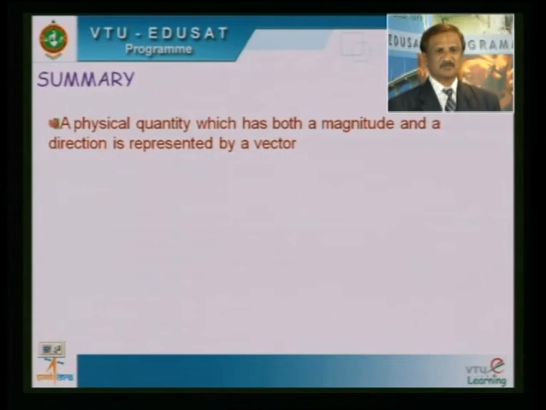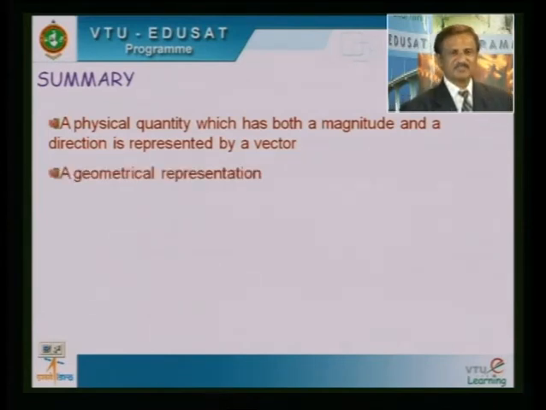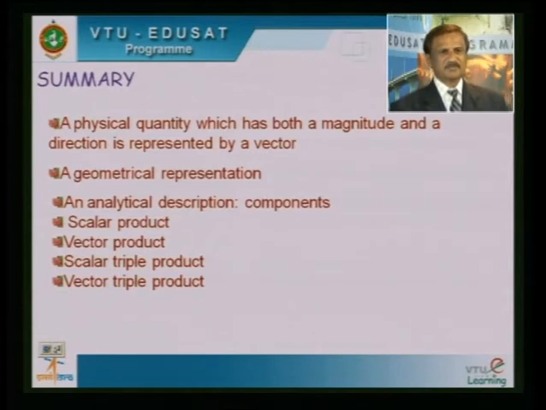So, friends, so far we have discussed various things. One is a physical quantity which has both magnitude and direction, which is represented by a vector, and what is the geometrical meaning of a vector, is it clear? And along with that, we have discussed the analytical description, meaning components in the case of two dimensions and three dimensions, how we write down vectors along with the unit vectors i, j, k. Then after that, we have discussed the scalar product for two vectors. If A and B are any two vectors, how do we represent a scalar product and what is the geometrical interpretation of a scalar product, is it clear?